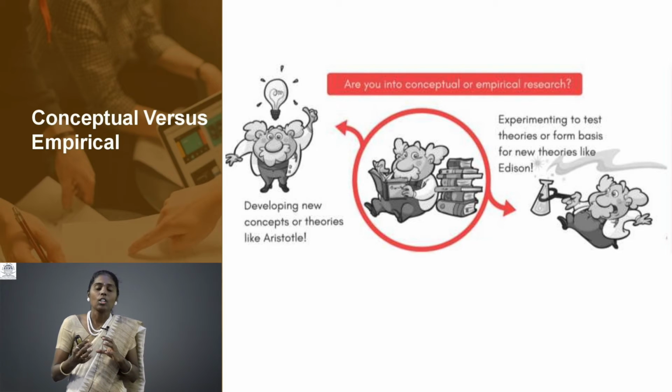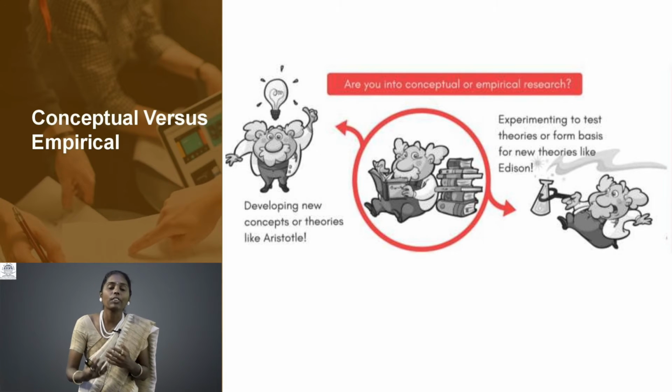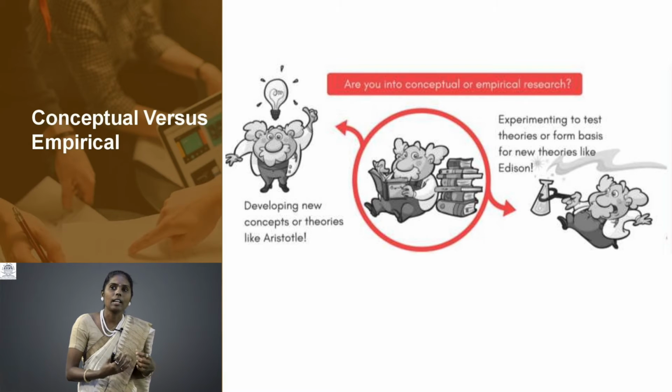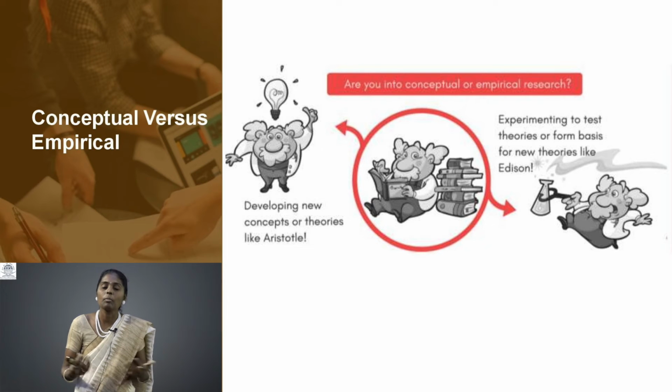Empirical research is, for example, the self-efficacy theory is already proposed by A. Bandura. So we are going to study that. We are going to administer that theory and study it among the employees or among the people, to find out the results or to conclude. So that's empirical research. It's experimenting to test theories or form a basis for new theories, right?